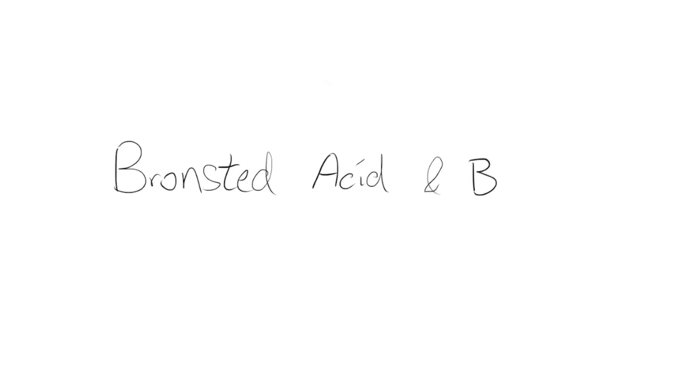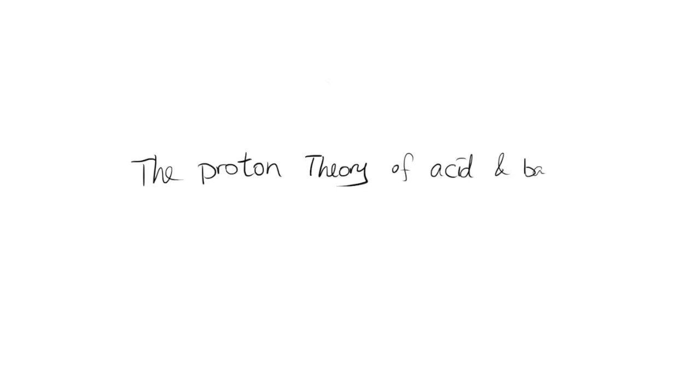In 1923, Danish chemist Bronsted and British chemist Lowry both independently proposed a revolutionary theory called the proton theory of acids and bases. This theory is one of the most fundamental concepts of chemistry in general and is one of the most useful concepts in organic chemistry.